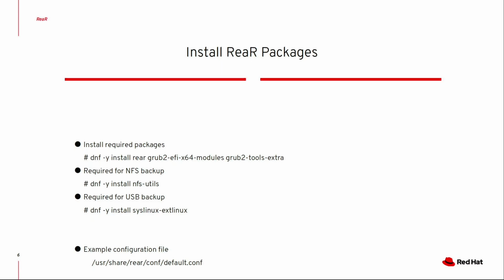So the installed packages that are required: there are 3 required for the bare minimum function, which are ReaR, grub2 EFI x64 modules, and grub2 tools-extra. Those are the required packages to get the recovery CD and image built. And then depending on your configuration, if you're going to use NFS, it's going to need some NFS utils to do the NFS mount. So that would be optional if you're going to store the backup on NFS or store the bootable image on NFS as well.